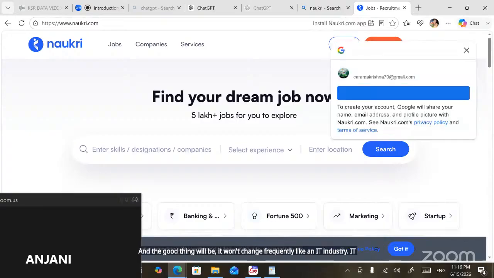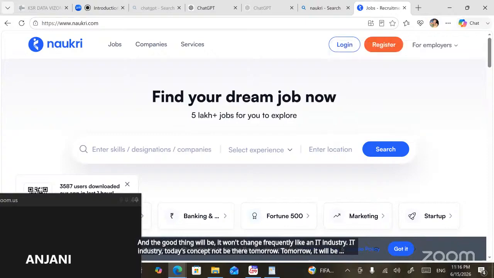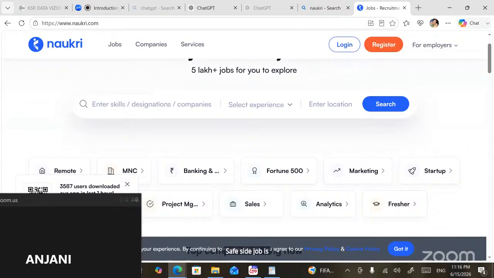In the IT industry, today's concept will not be there tomorrow. Tomorrow it will be outdated. For IT, a safe side job is US taxation right now. We can say currently, yes, because laws can't change frequently, sir.